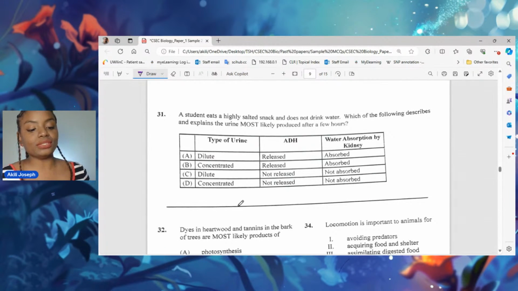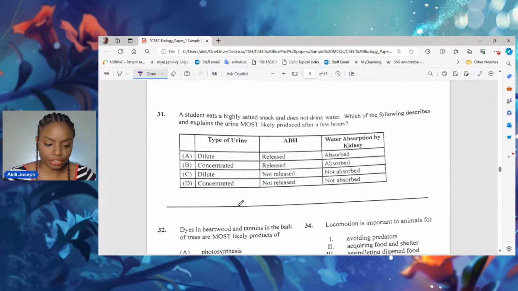A student eats a highly salted snack and does not drink water. Which of the following describes and explains the urine most likely produced after a few hours? So it means that the water content in the body is too low. So it's going to be B. They would be trying to conserve water. You will produce concentrated urine, and the urine will be very concentrated because ADH would encourage the reabsorption of water back into the blood. So less water in the urine, making it concentrated, more water in the blood. And it's going to be because water was reabsorbed by the kidney. So it's going to be B.